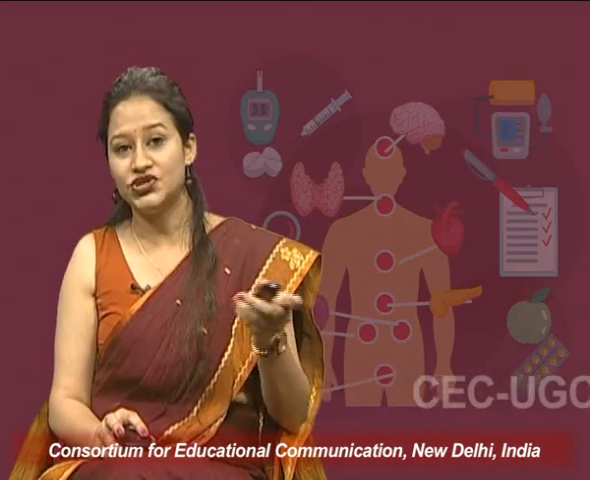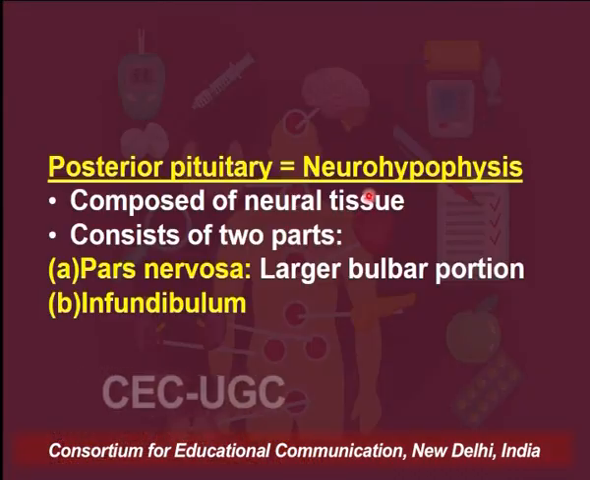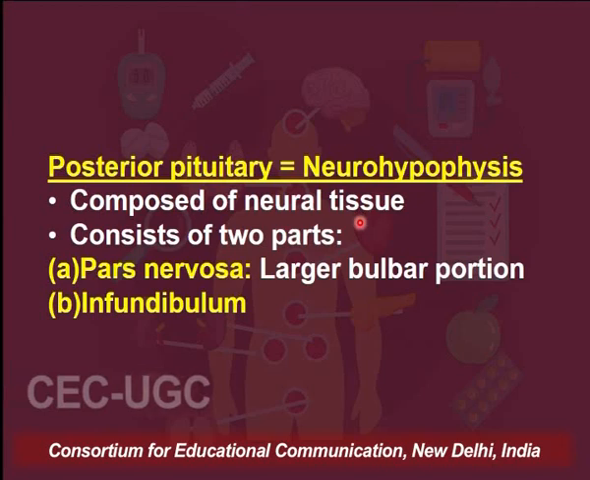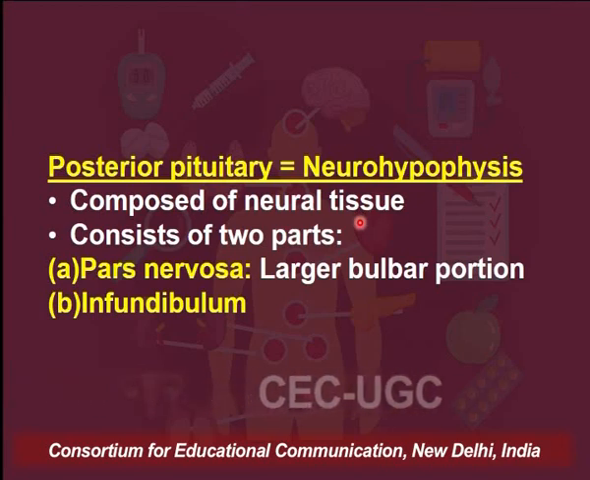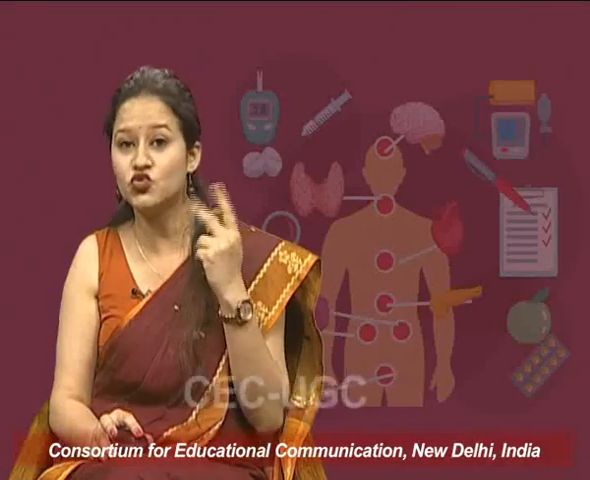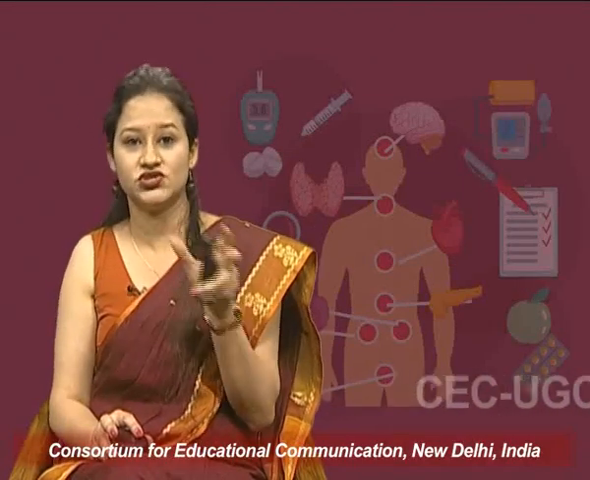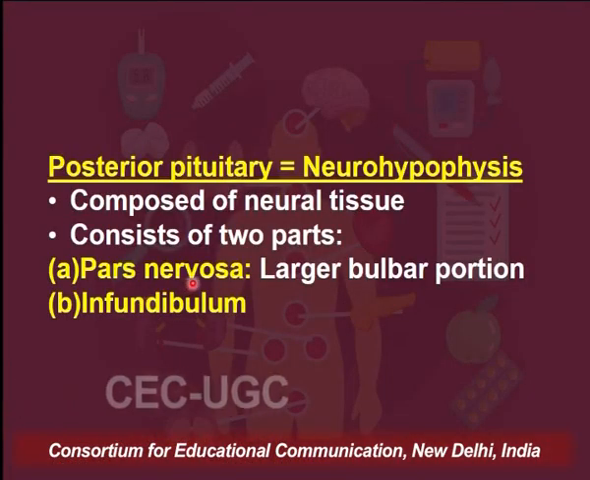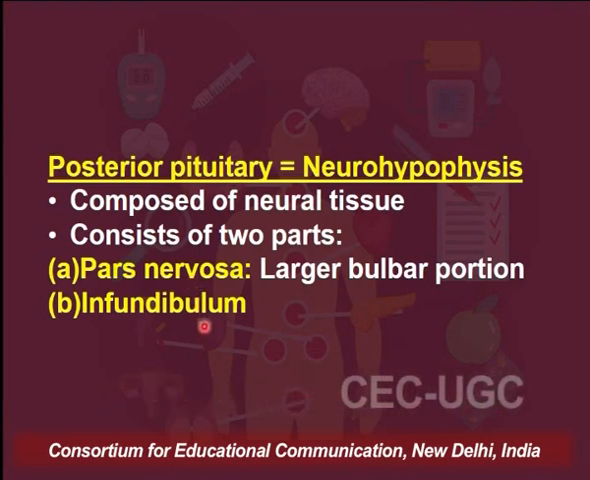Now let us talk about the other part of the pituitary, which is the posterior pituitary, also referred to as neurohypophysis. Why is it named so? Because it is primarily composed of neural tissue, and you will shortly understand that it receives the neural supply of the hypothalamus. Just like the anterior pituitary, which is made up of two parts, the posterior pituitary is also made up of two parts. The larger bulbar portion is referred to as pars nervosa, while the stalk region, as we have already mentioned, is referred to as infundibulum.